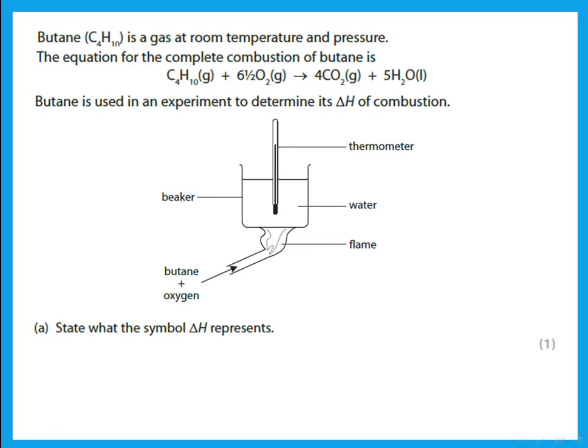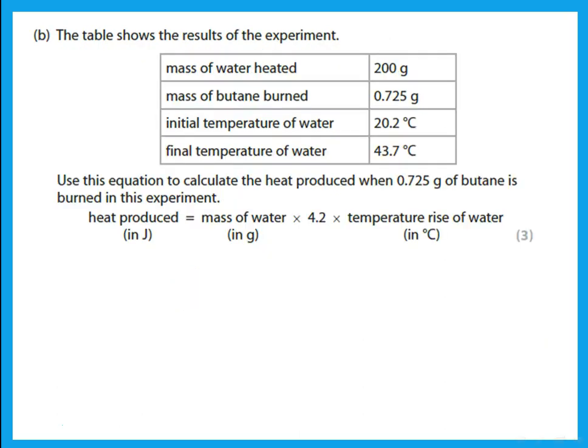This question says we have butane. It's a gas at room temperature and pressure, and the equation for the combustion of butane is this. Now state what the symbol delta H represents. Again, remember that delta H is enthalpy change or heat change.